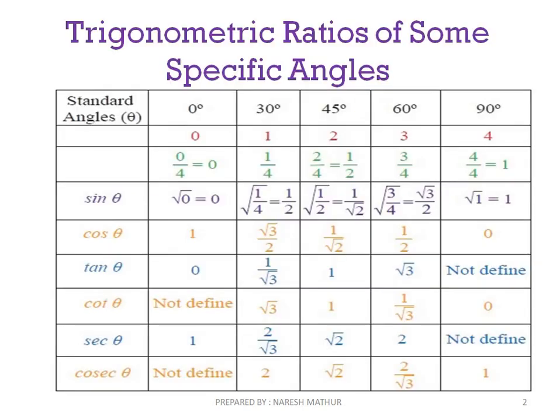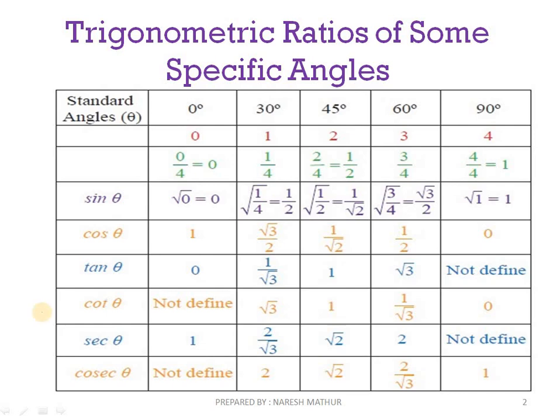This is also an important concept of trigonometry. We need to learn the values of these ratios on certain angles. These are the standard angles: 0, 30, 45, 60 and 90, and we need to learn the values for these angles. For example, sine 30, the value of sine 60, tan 30, tan 45. So this is the very important table which you need to learn.